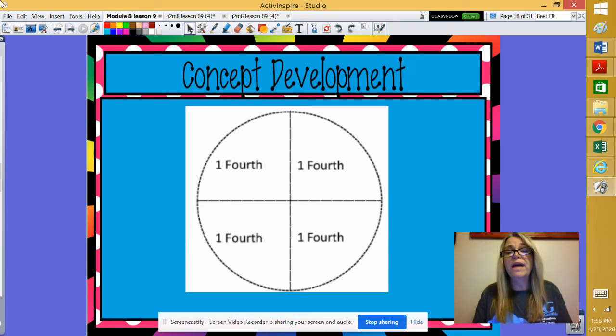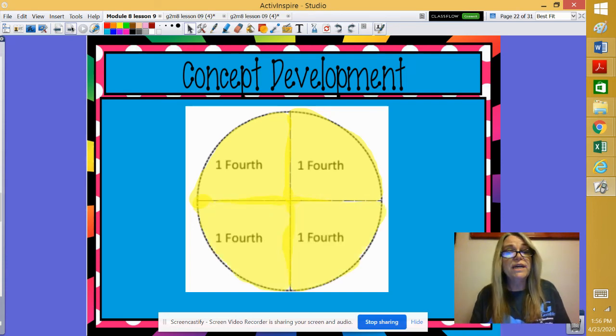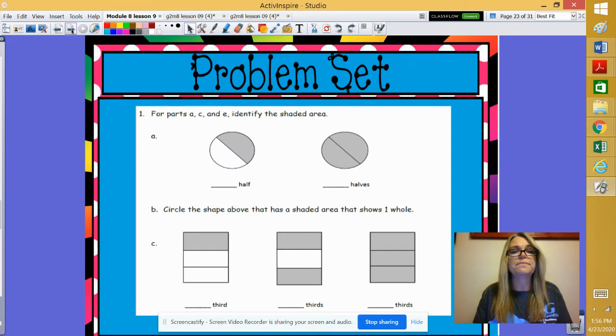How many parts do we have when we're talking about fourths? You guys know it. 1, 2, 3, 4. 4/4. Great job, guys. There's 1/4 shaded, 2/4 shaded, 3/4 shaded. How many are shaded now? That's right, 4/4. Good job, friends.